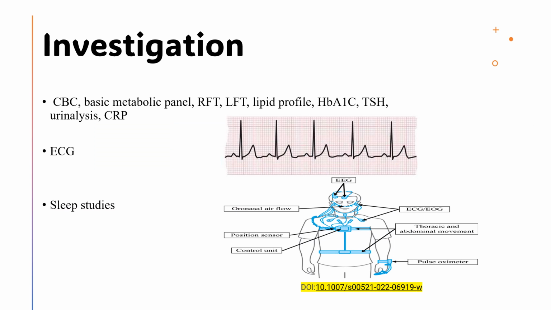Investigations. The first type of investigations in obese patients are the standard laboratory studies, like CBC, basic metabolic panel, renal function, liver functions, lipid profile, hemoglobin A1C, TSH, urine analysis. Other studies like ECG and sleep studies can be done for evaluating associated comorbidities.